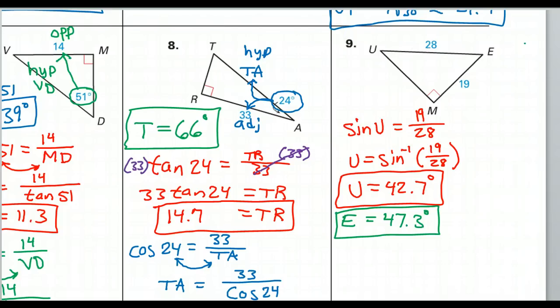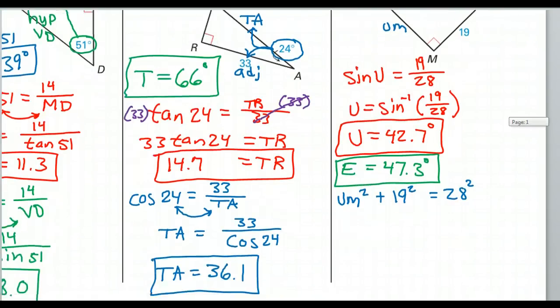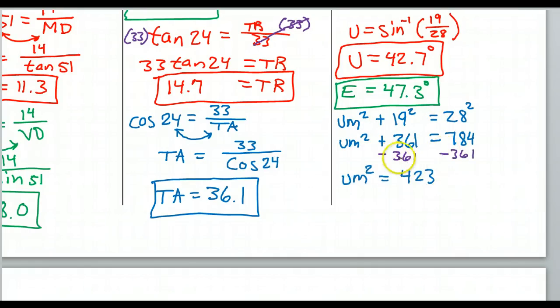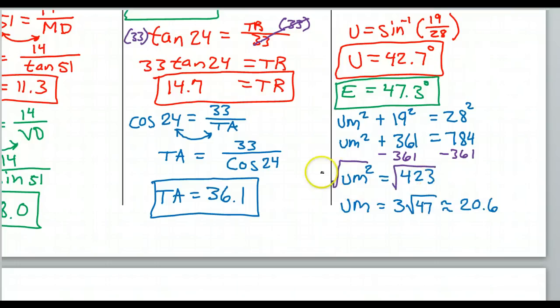Here's UM. It is one of the legs, so a squared plus b squared equals c squared. So I will do UM squared plus 19 squared equals 28 squared. I'm just going to do this. If I square everything, I get this. If I subtract 361, I get that. If I take the square root of both sides, I get this.